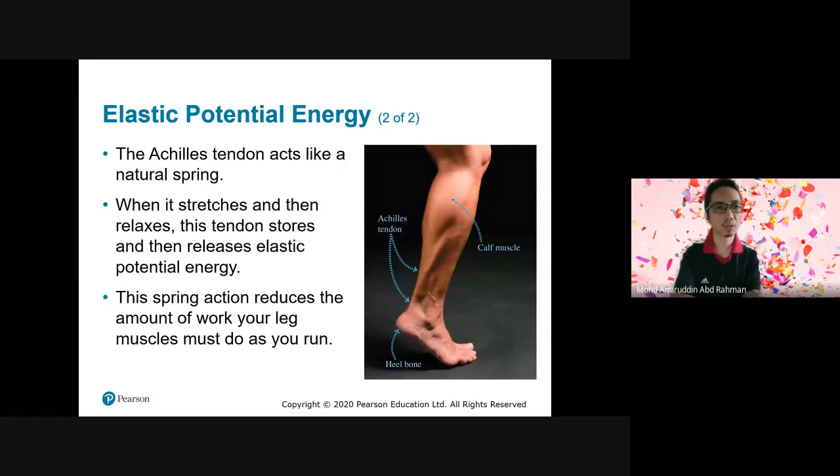So it's like our Achilles tendon. Our leg is like a natural spring. When it's stretched and then relaxed, this tendon stores and releases elastic potential energy. So it's like when you are trying to jump, you put the energy on this Achilles tendon, and then you can go up and it will stretch. But before that, it is compressed.